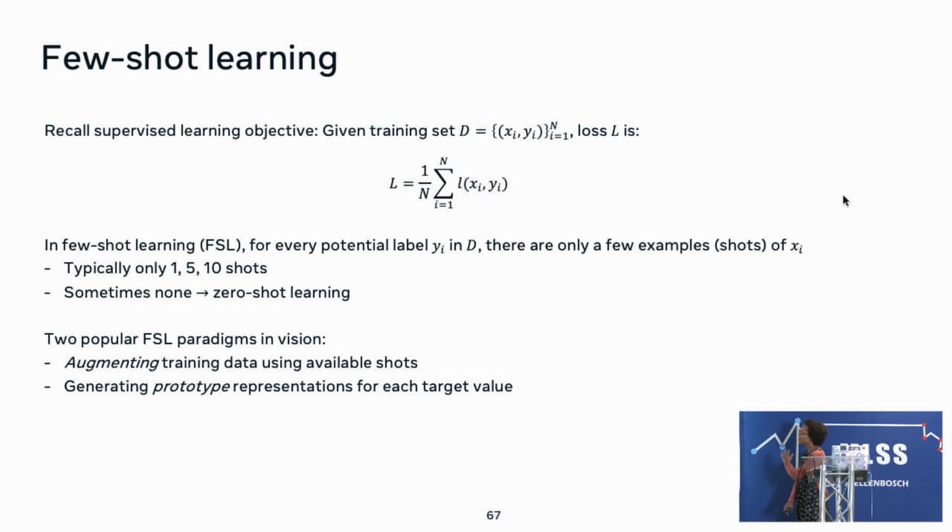So in few-shot learning, it's a very similar paradigm. You still want to use this type of loss function. However, the constraint is that you're not expecting to have a lot of examples to work with. In typical few-shot learning scenarios, people consider that there may only be 1 or 5 or 10 examples, right? Examples or shots. And then if you don't have any examples whatsoever, then you get into the zero-shot learning domain.